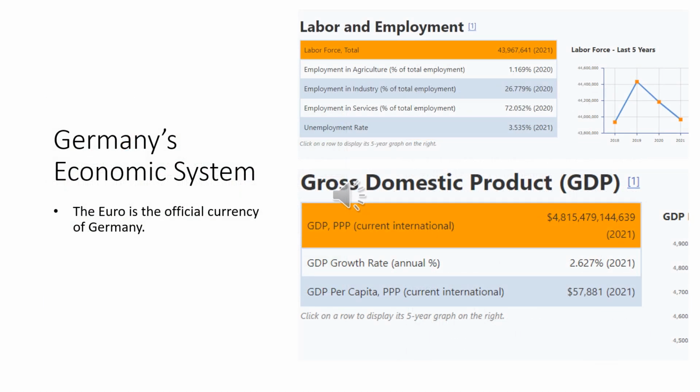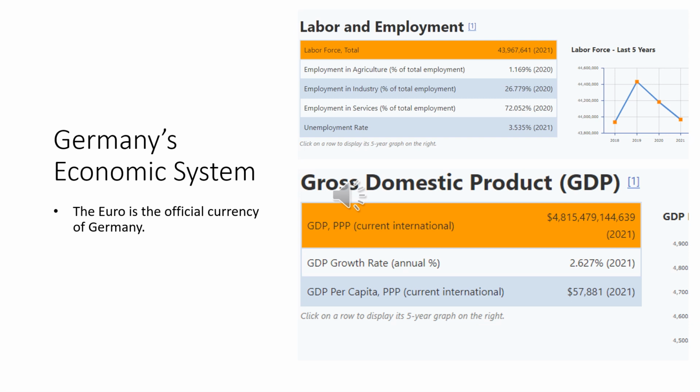Let's talk about Germany's economic system. The euro is the official currency of Germany. It has been for a while. There has not been any change in their state currency. The euro still is presently the currency of Germany today.